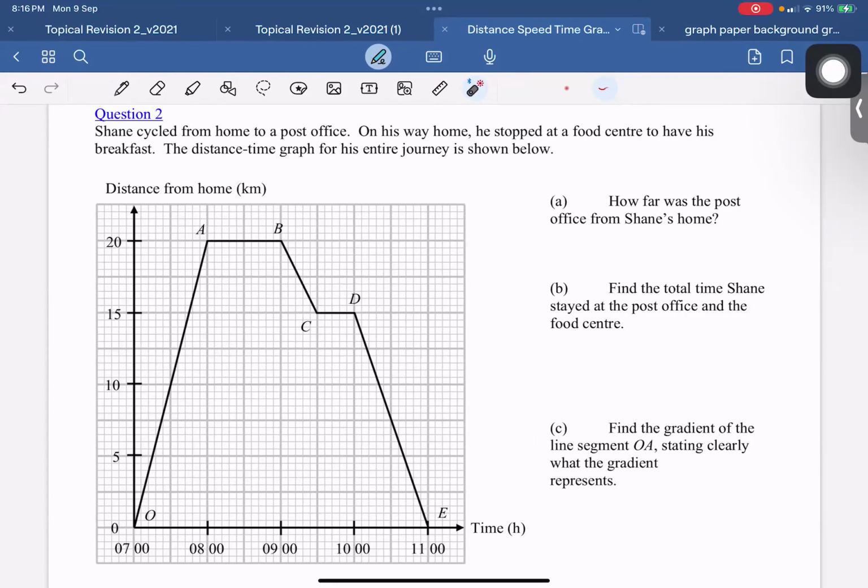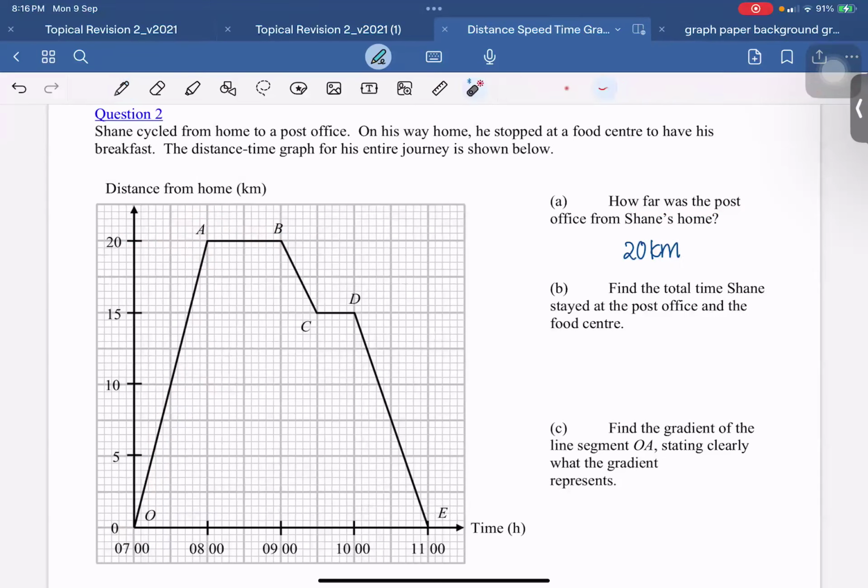Question says, Shane cycled from home to the post office. So he starts here at home, then he cycles. Can you tell me what is at point A? 20. 20, the distance, right? So at this point A, he stopped, right? Before he went home, had he reached the post office already? So this is the part where he reached the post office, right? Correct. So the first part of the question is, how far was the post office away? Somebody said the answer already. How many kilometers? 20 kilometers. Correct. Very good.